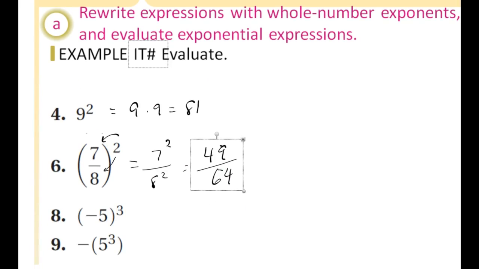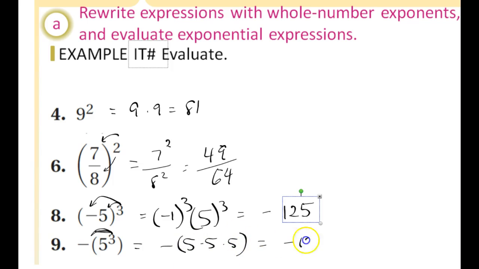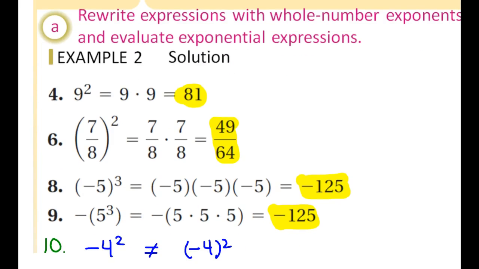A couple other examples. This actually distributes to both of these terms. So it's -1 that's going to be cubed and the 5 that's going to be cubed. So this gives me negative 125. And this does not get distributed here. So this just stays negative. But it's 5 times 5 times 5, which is also negative 125. Looks like the author agrees.